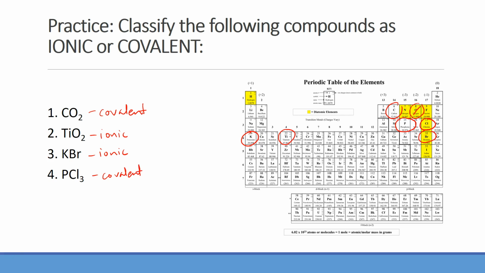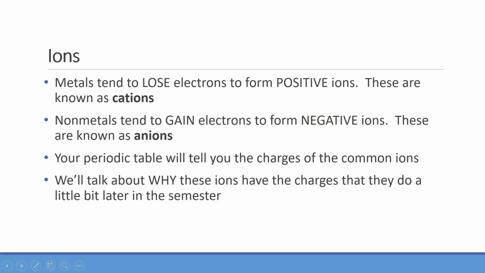So now that you know the difference between the two, we're going to get into a little bit more detail about how to name them properly and how to write their formulas. So let's start with ionic compounds. First of all, ions are atoms that have either lost or gained electrons. They're like atoms with a charge.